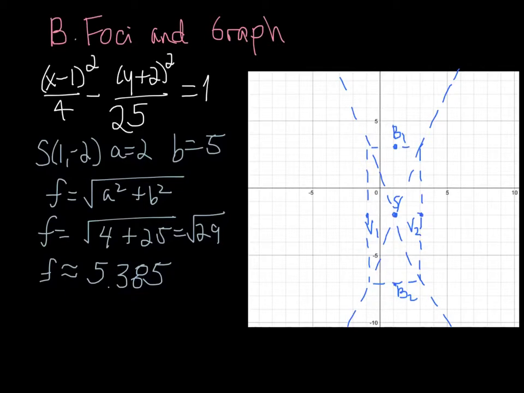Then we need to place the foci. They're going to be at a distance of around 5.385 from the center, so we place the point there. The center, and we count 5.4 more or less to the center right, and 5.4 to the center left. Why right and left? Because it's going to be a horizontal hyperbola and the foci must always be inside of the hyperbola.